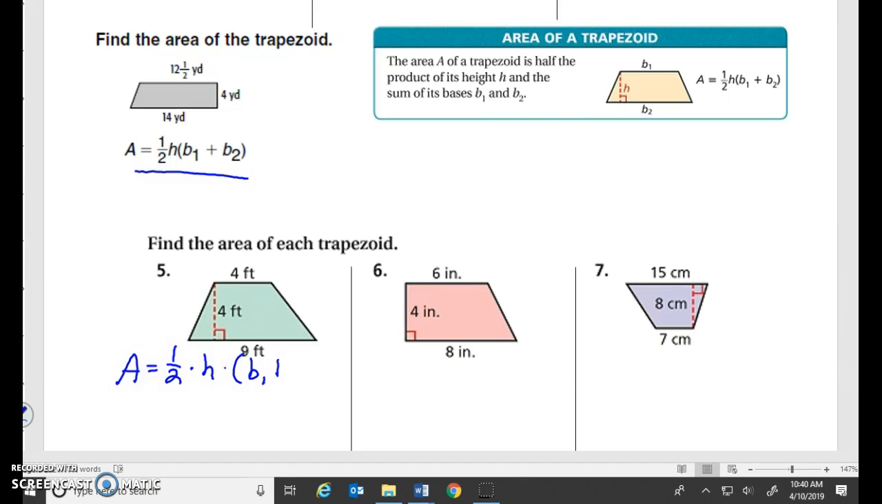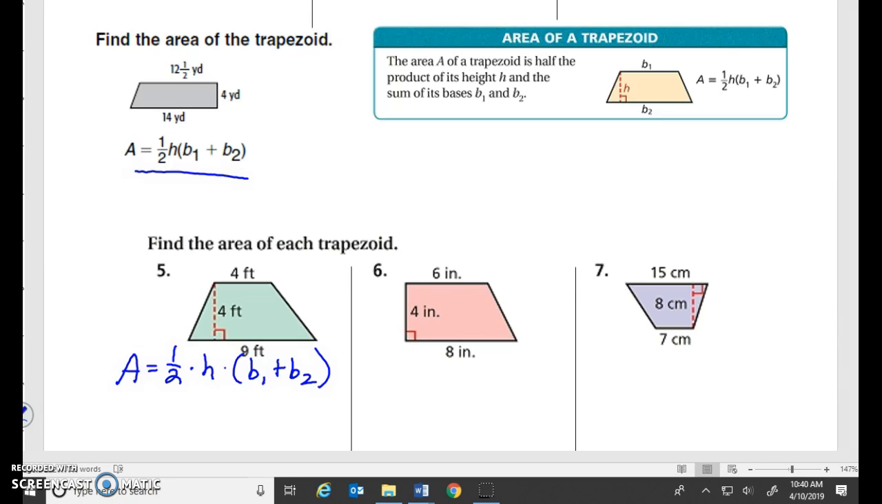And base 1 plus base 2. Wow, that's a mouthful. Okay, so make sure and write it all down. This one is a little more difficult to memorize just because it's longer. Base 1 plus base 2. Oh no, I did that wrong. Okay, and then now we're going to start filling in numbers.